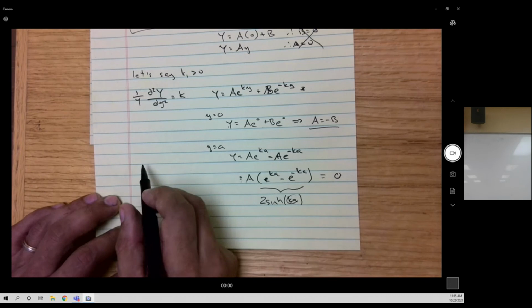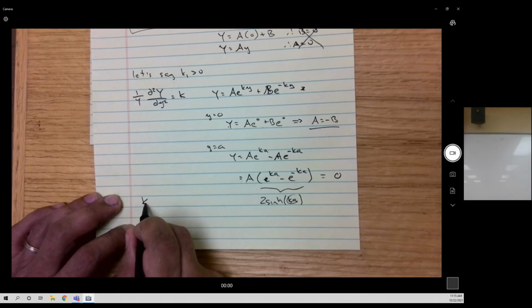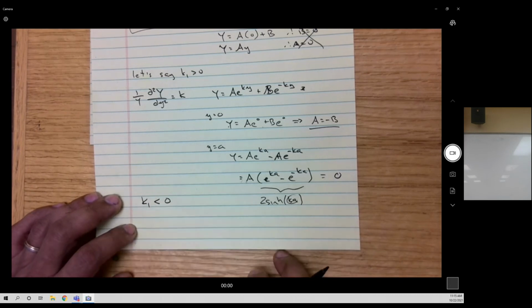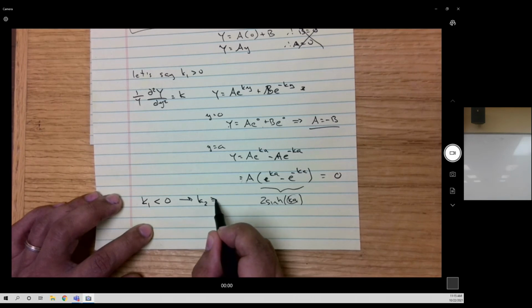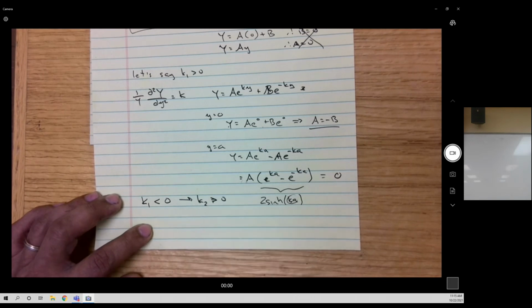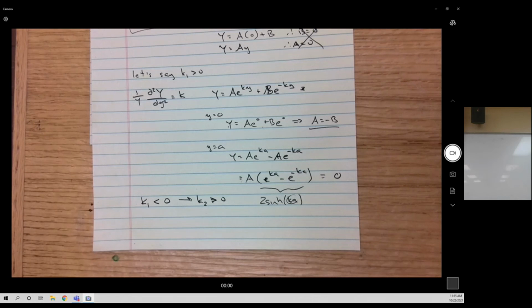So the only solution that we have is that K1 has to be negative. And if that's the case, then K2 will have to be positive. And that way we establish, we can solve now our differential equations. Yeah? Make sense?